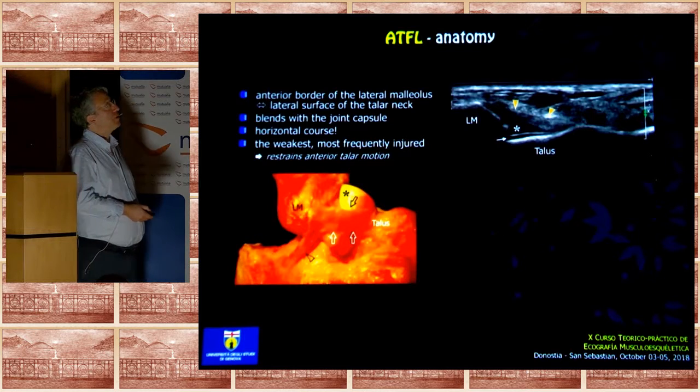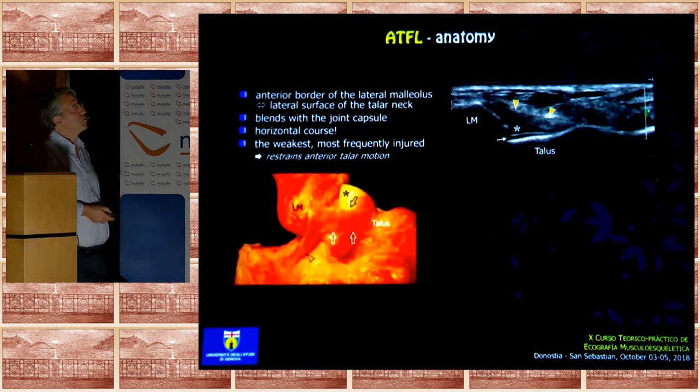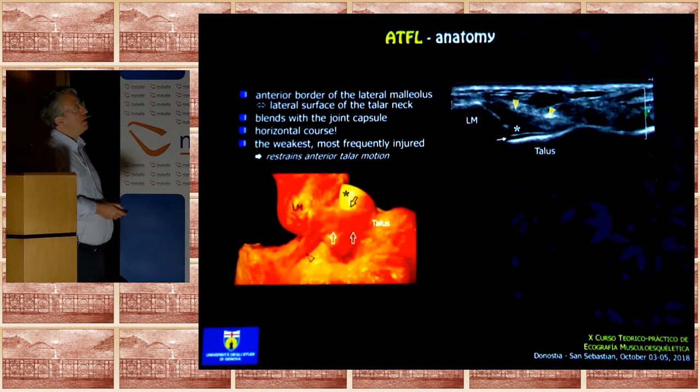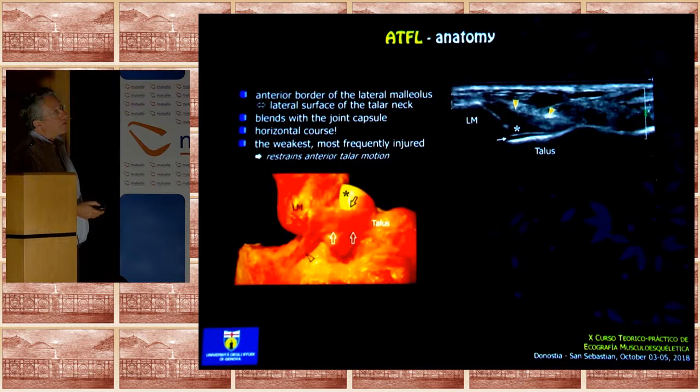And first of all, the anterior talofibular ligament, the most commonly injured, because it's the weakest and is also very exposed to injury. Its main role is to restrain anterior talar motion. It is part of the capsule, so the ligament in itself is not separated from the capsule. It's a capsular reinforcement, and it has to be considered as such. It attaches to the lateral malleolus, as you can see here, and then to the talar neck in this area.